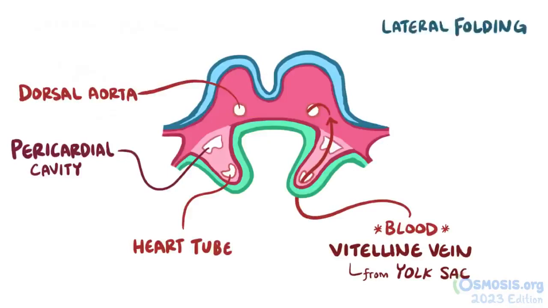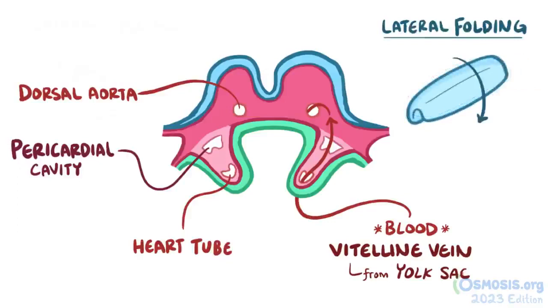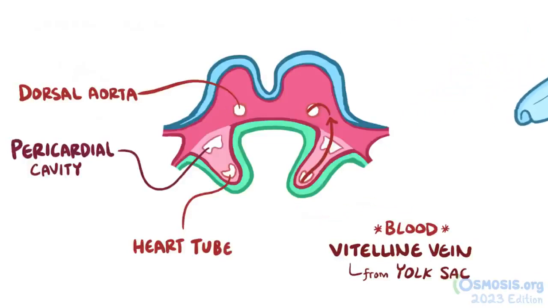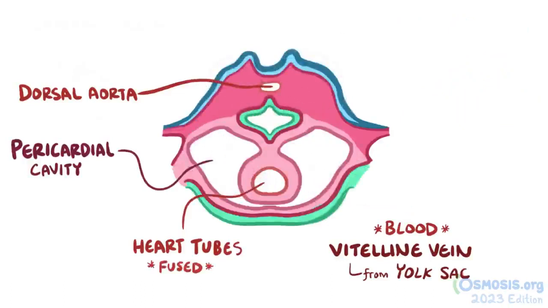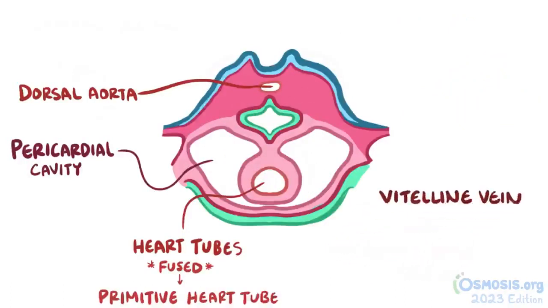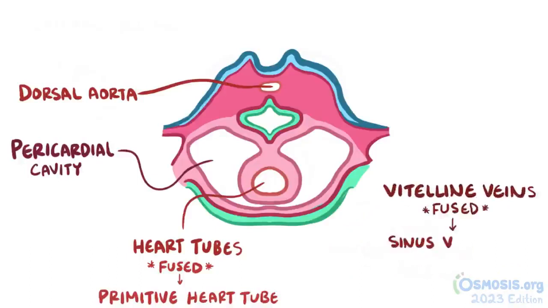During lateral folding, the flat embryo goes from a trilaminar disc to a more cylindrical shape. The lateral borders of the embryo reach out towards each other like a self-hug and meet anteriorly at the midline, forming a cylindrical shape. This process makes the two heart tubes fuse into one, forming a single primitive heart tube. The left and right vitelline veins also fuse to form the sinus venosus, which is the inflow tract of the heart tube.